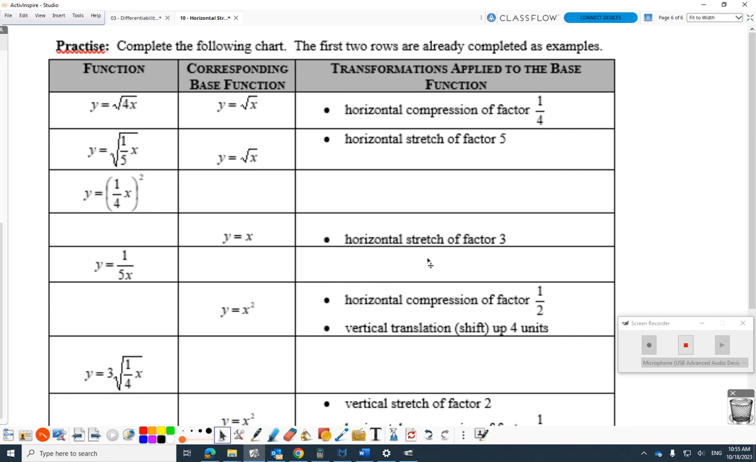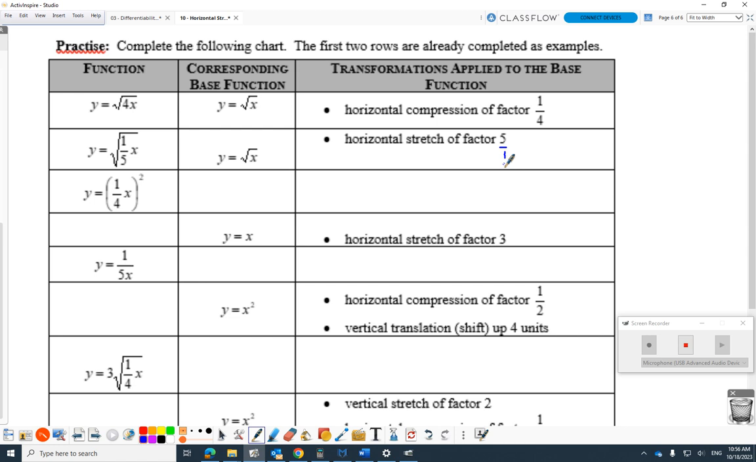Look, the first one's been done for you. Y equals square root of 4x. If the base function's root x, it's a horizontal compression factor 1 over 4. Flipped. Second one's been done for you. If it's a 1/5 in there, flip that over to 5 over 1. You don't have to write the over 1, but it might help you to think of it as 5 over 1 when you first write it down.